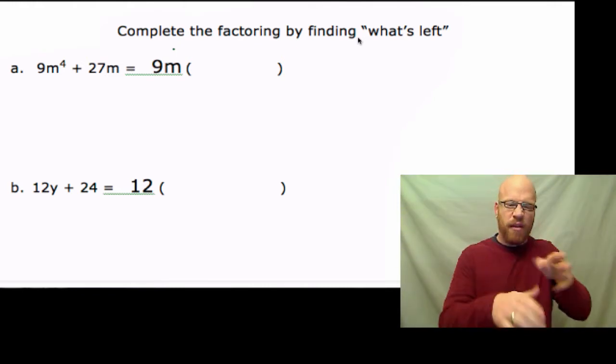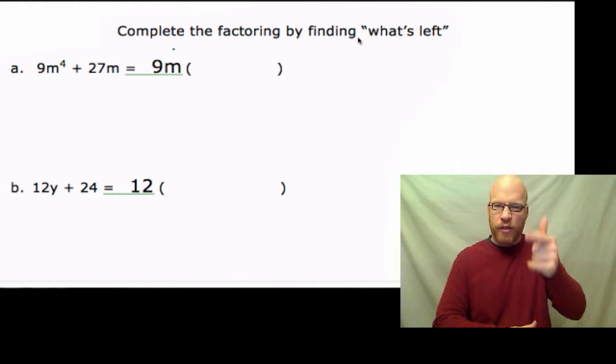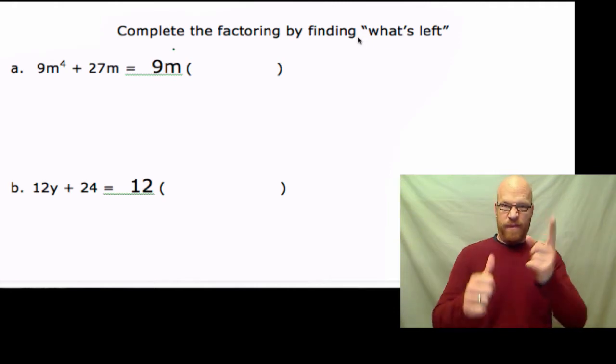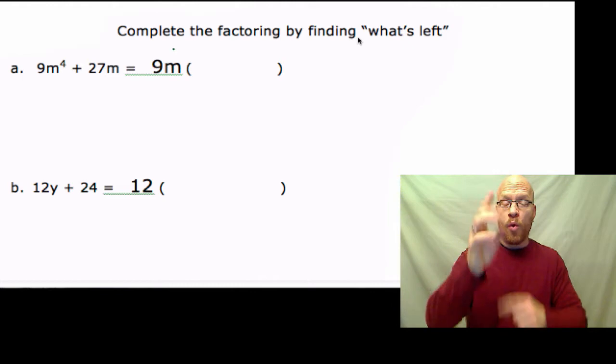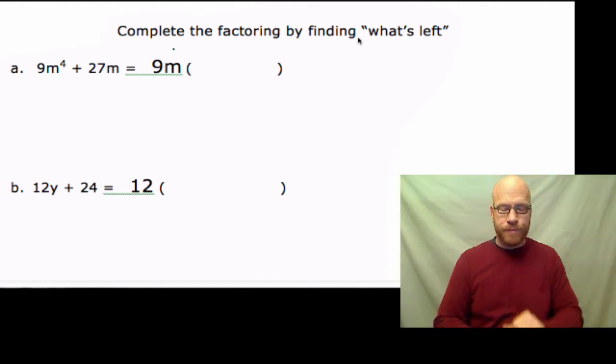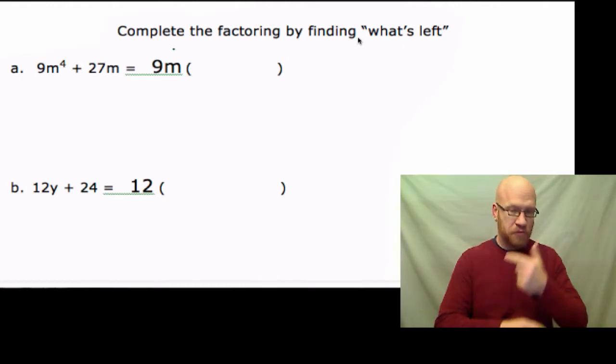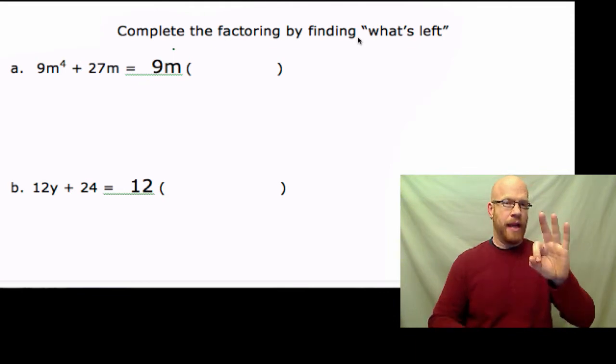Now, what factoring means is we're dividing each term by the GCF. Example A here, we have 9m to the fourth power plus 27m. I've already calculated the GCF to be 9m.